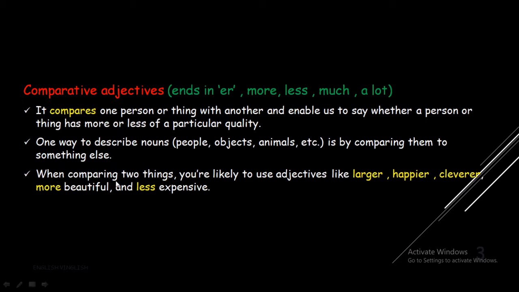When comparing two things, we use adjectives like larger. Large, larger. This is larger than that. Happier: she is happier than him. Cleverer: she is cleverer than her. More beautiful: she is more beautiful. And less expensive: it can be more expensive or less expensive.